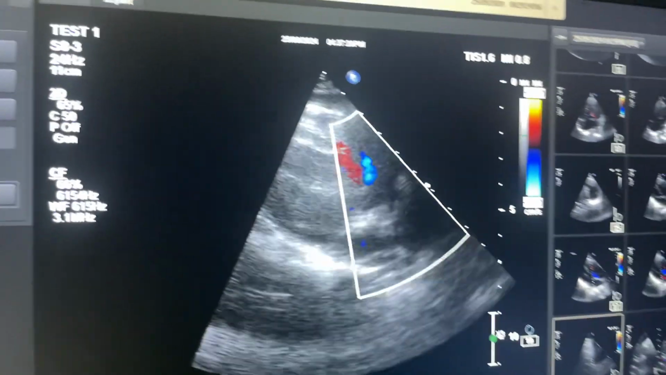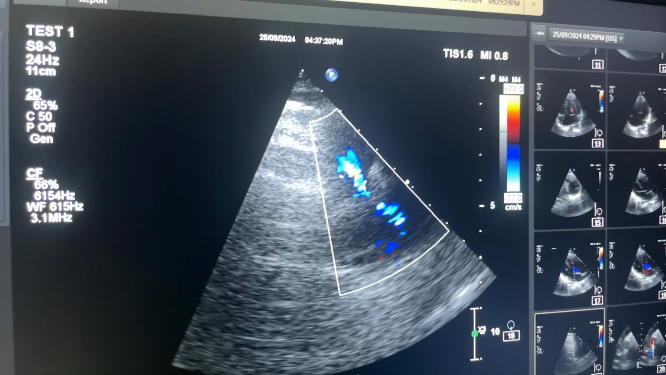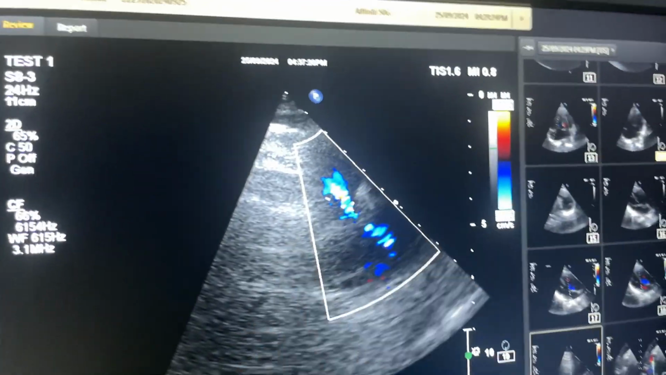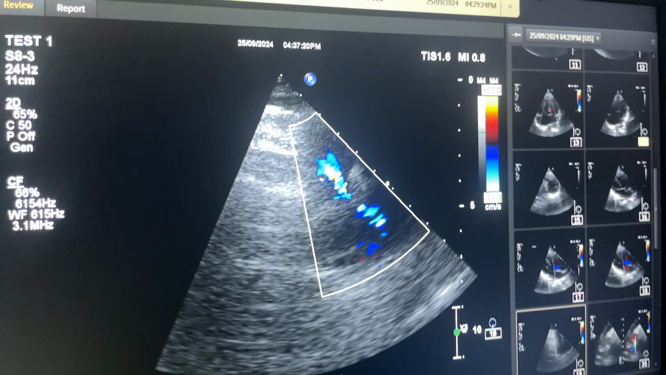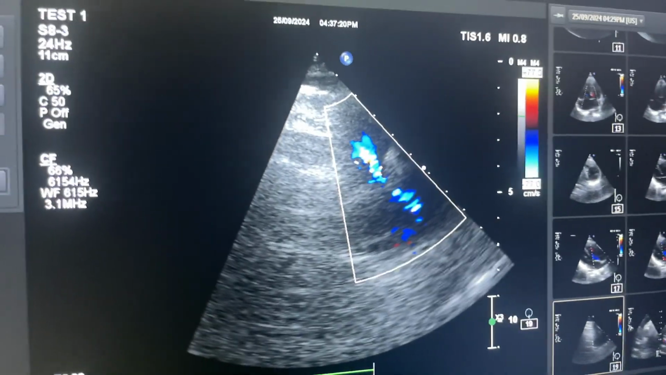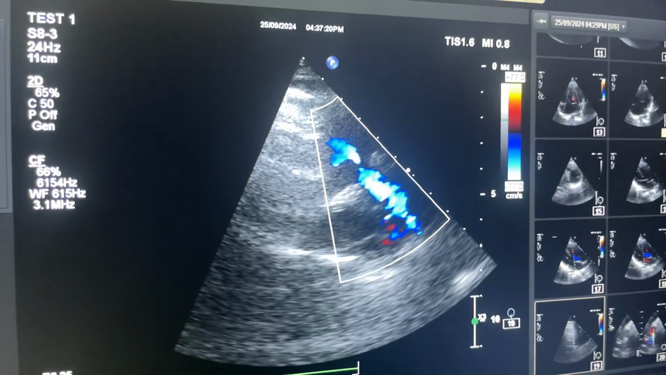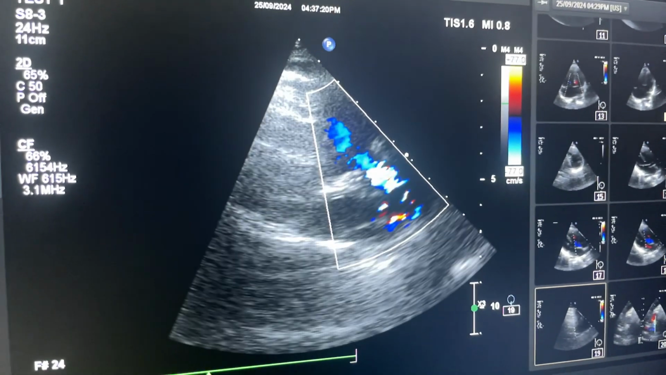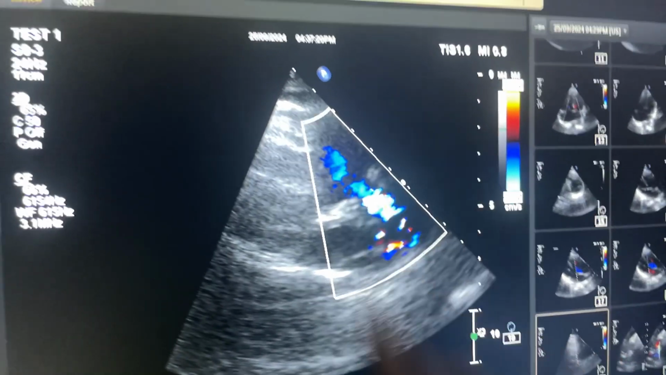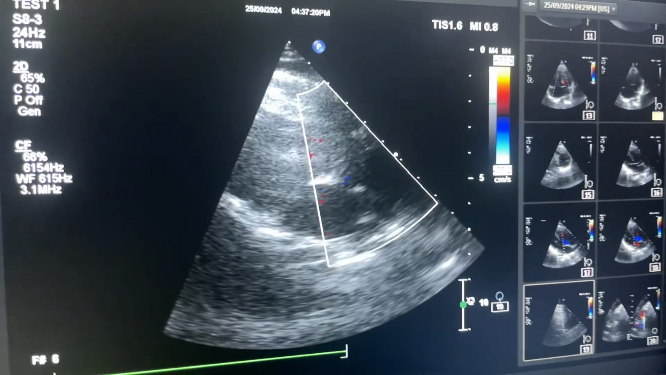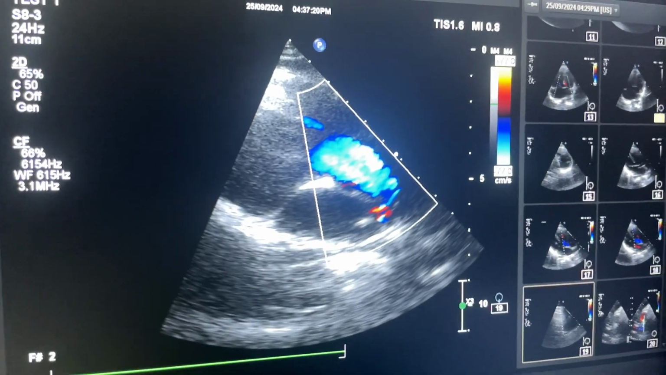And this is flow across pulmonary artery, that is also coming out of right ventricle. This is flow across pulmonary artery. You can see the turbulence in this flow, but in that other flow you will not find that much turbulence.